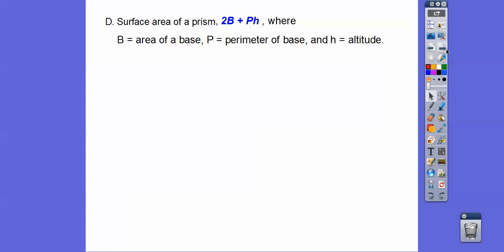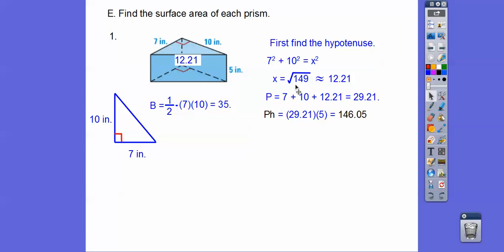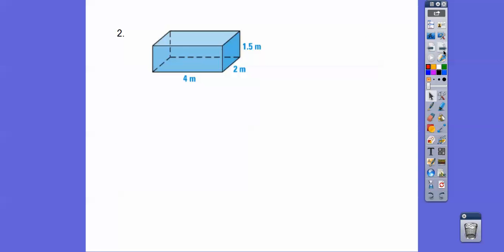So we need to get one of the b's, multiply it by 2. So one of the bases is, it's a triangle, so 1/2 base times height right there. So we get 35. So 2 of them is going to be 70. Okay, so add them together and we get 216.05. Okay, all right, this one's pretty easy.